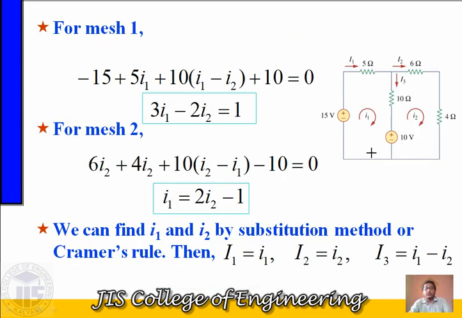For the KVL equation, we will always start from a resistance, that will be better. So if we start from this 5 ohm resistance, what is the current through it? Small I1, because we have considered this small I1 as the loop current, the mesh current. So the voltage across this 5 ohm resistance is 5 into small I1, plus 10, that is the resistance.